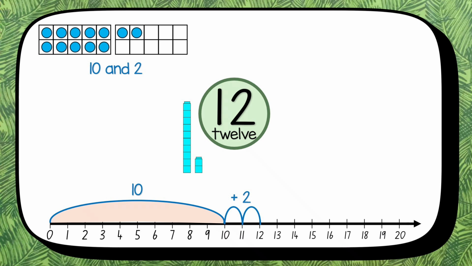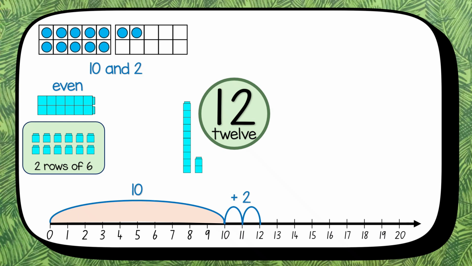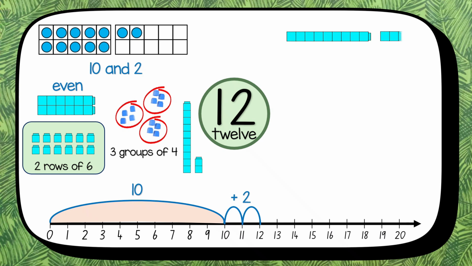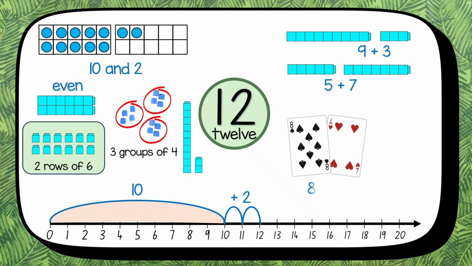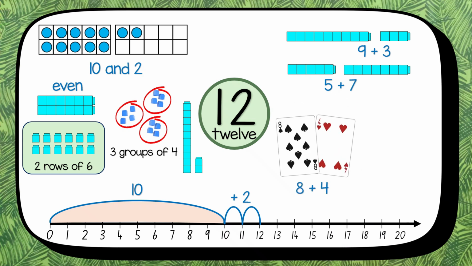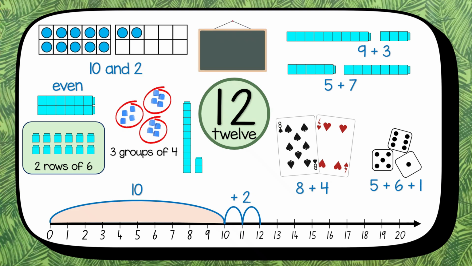We also know that 12 can be split into 2 equal parts, and that makes it an even number. We can see it is even in our array with 2 rows. Double 6. 12 can also make 3 groups of 4. And of course, 12 is made of smaller parts that add to make 12. These playing cards are showing that 8 and 4 make 12. And these 3 dice show 12 as 5, 6 and 1. And don't forget our 12 tallies. 5, 5 and 2.